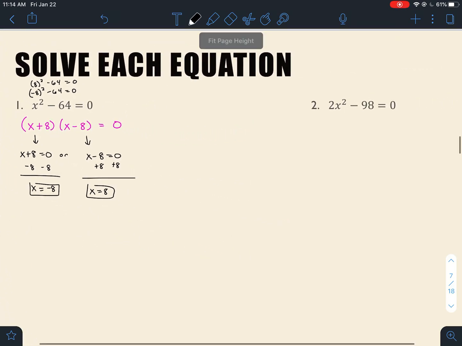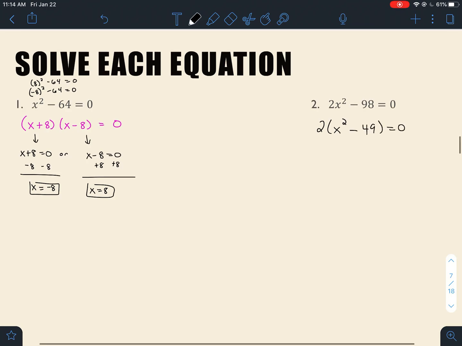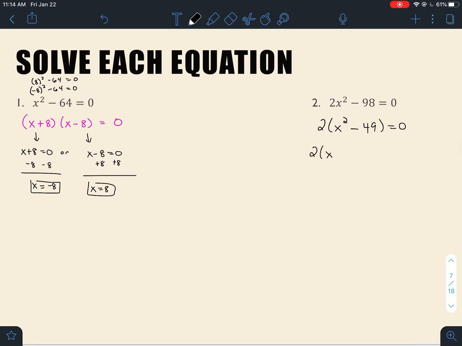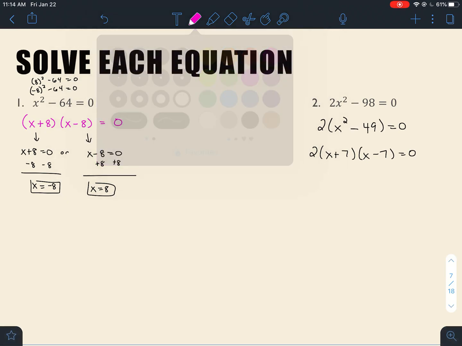All right, what if we had 2x squared minus 98 is equal to 0? Well, pull out the common factor first, which is the 2. So you would have 2 times the quantity x squared minus 49 equals 0. And then x squared minus 49 is a difference of two squares, so it would factor into x plus 7 and x minus 7. And now we get to use the zero product property again.